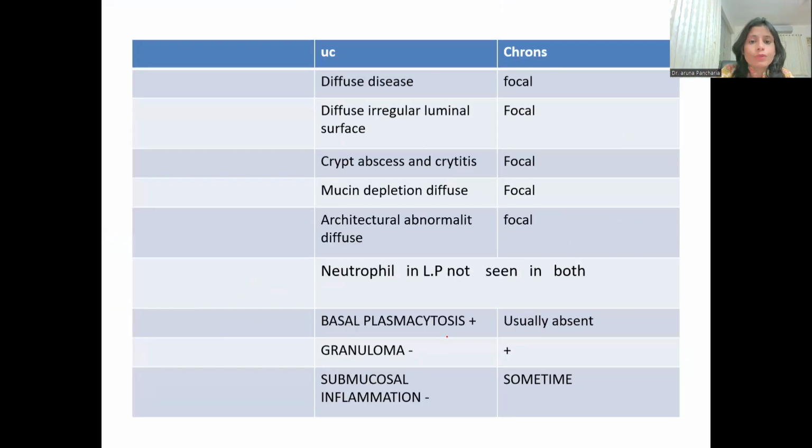Now, as I told you, all these features, whatever they are, just learn that they are diffuse involvement in ulcerative colitis, while they will be focal in Crohn's disease. Irregular luminal surface, crypt abscess, mucin depletion, architecture abnormality: all of these will be present in both, but diffuse in ulcerative colitis. In Crohn's disease they are focal, meaning restricted to a small area.